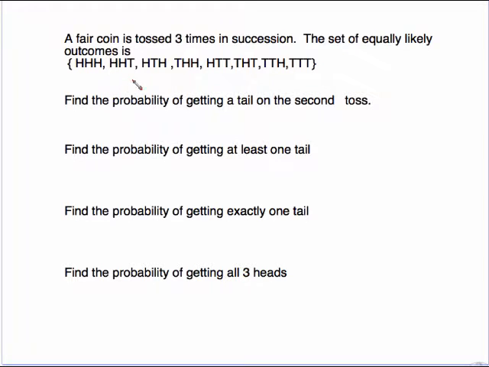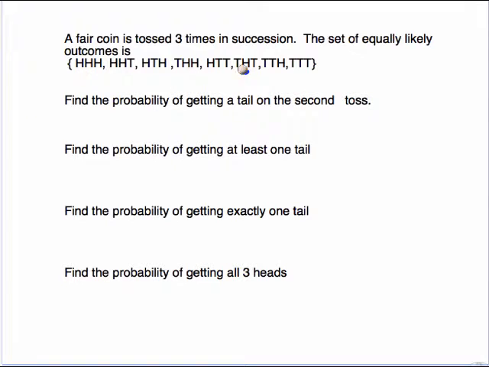A fair coin is tossed 3 times in succession. The set of equally likely outcomes is this set right here. And what this stands for, let's say, is getting a head on the first, then getting a head on the second, getting a head on the third. This might stand for you got a tail on the first, then you flipped and got a head, then you flipped and got a tail. So that's what those letters mean.